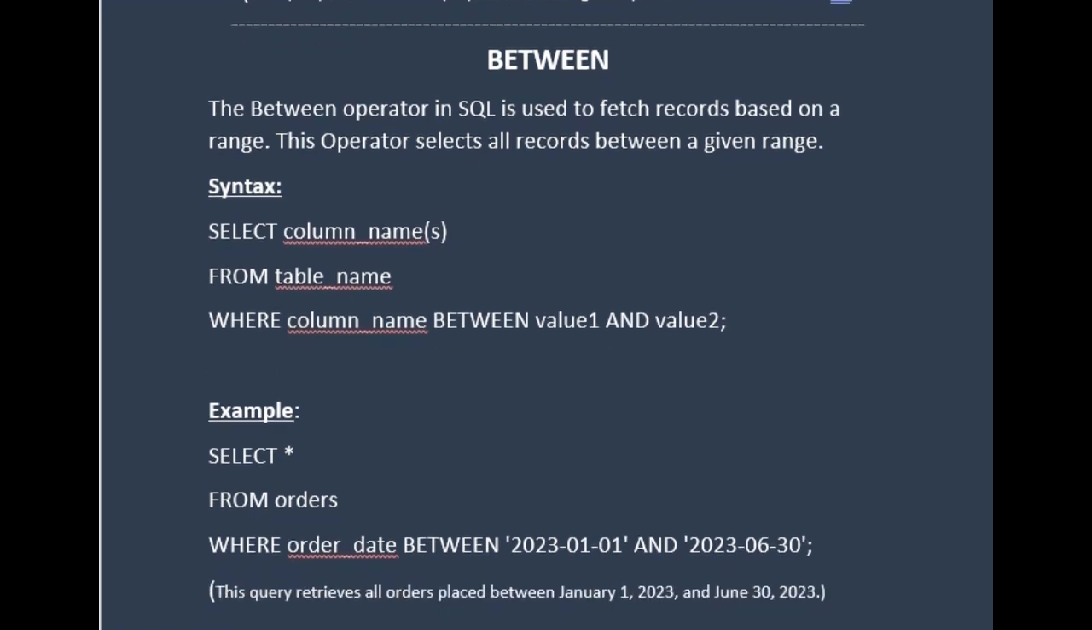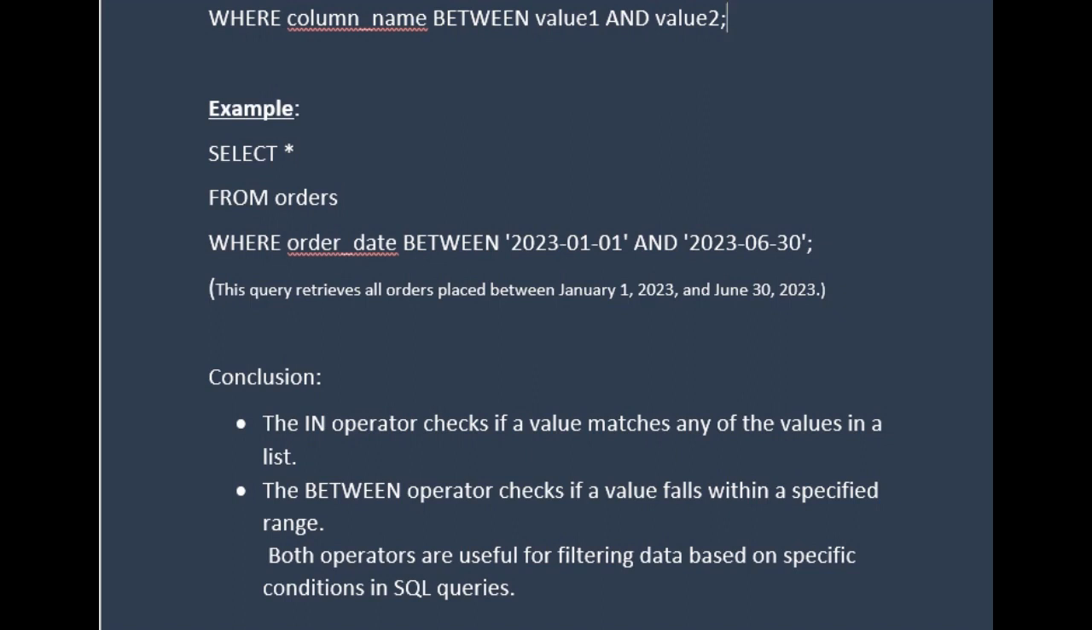So let's check an example. SELECT * FROM orders. Orders is our table name. Then WHERE order_date BETWEEN 1st January 2023 AND 30 June 2023. So this query retrieves all the orders placed between January 1st 2023 and 30 June 2023.